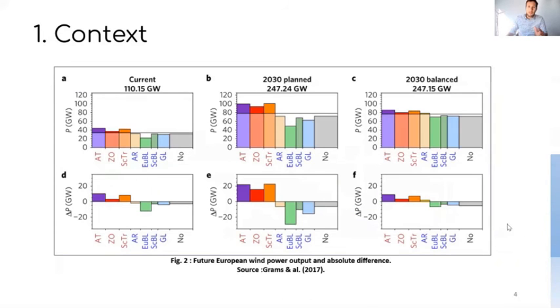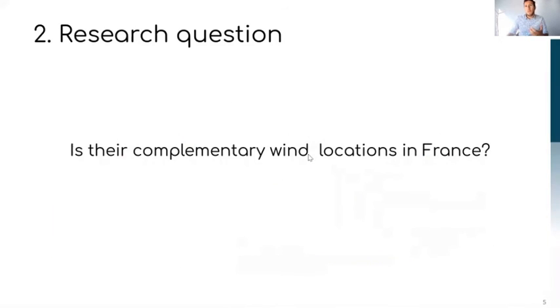In this meteorological study, installed capacities here are labeled by weather regimes. Here, the blue ones are complementary to the red ones, and the authors compared business as usual scenarios and proposed a balanced planning which allows to reduce difference between electricity offer and demand, hence future additional investments such as battery systems and thermal power plants. Which brings us to our research question. Are there complementary wind locations in France?